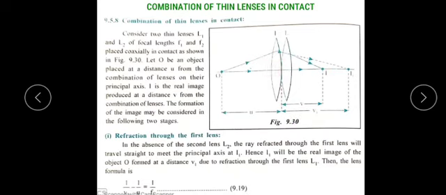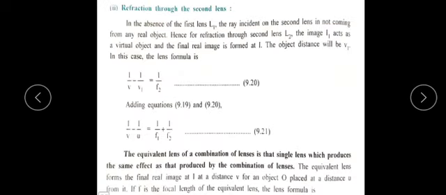Hence the lens formula becomes, actually the lens formula is 1 by v minus 1 by u is equal to 1 by f. But here the image distance is considered as V1. Hence this is 1 by V1 minus 1 by u is equal to 1 by f1, which is considered as equation number 9.19. And in the second step, this is refraction through the second lens.